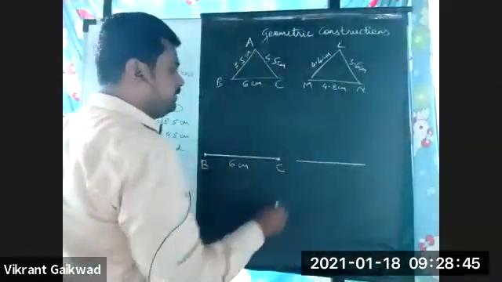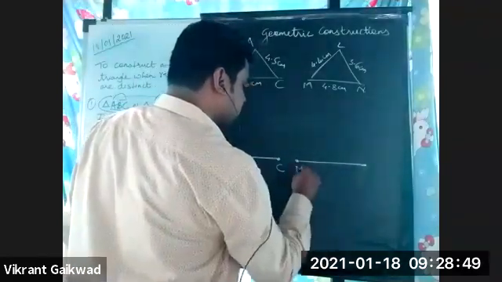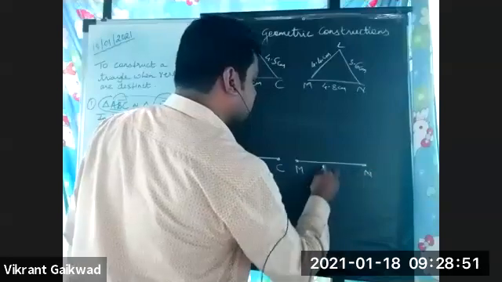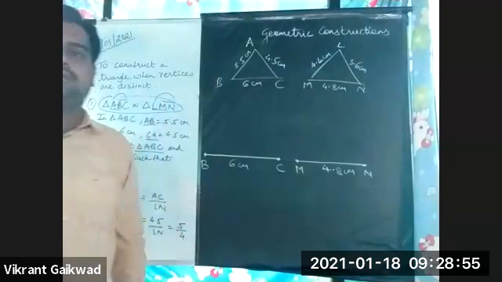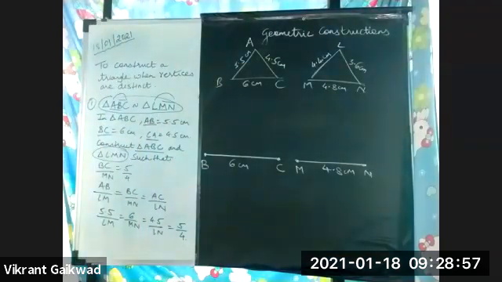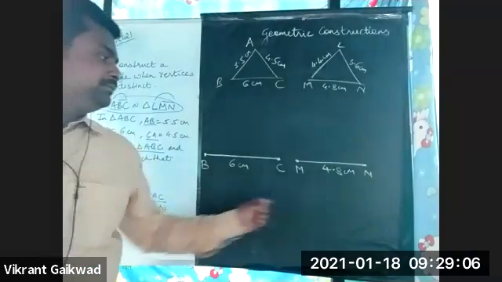So I've taken MN, 4.8 centimeters. Is this clear to all the students? Because your construction of the triangle will go with the base.